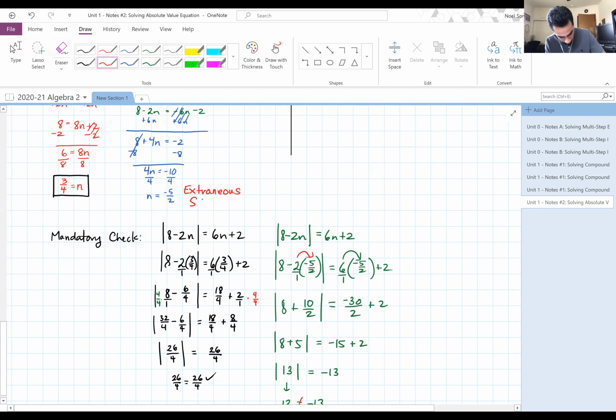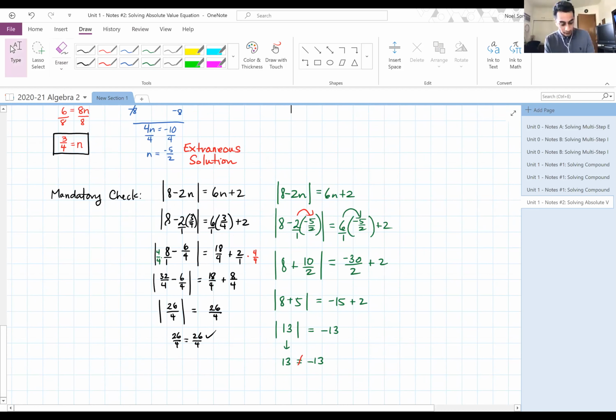So really, we only had one solution to the absolute value equation, and it was 3 over 4. Negative 5 over 2 somehow snuck in there algebraically, but when we check it, it doesn't give us a true statement, because 13 is not equal to negative 13. So special case, a lot of work. You have to solve, and then on top of that, you have to check.